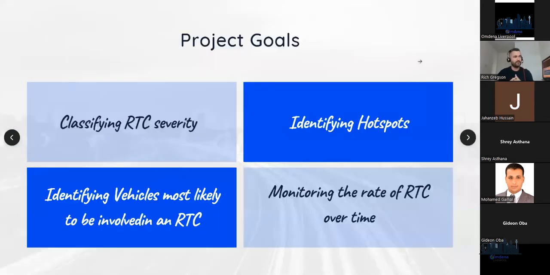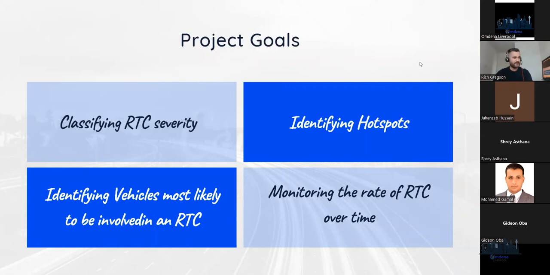The next part is our project goals. I've listed 4 here, but we don't have to do them all, or we could do more. It's completely time dependent, and we will make that decision as we go along in the project. The number 1 project goal is to classify the road traffic collision severity. The second is to identify the hotspots around the UK, not just in Liverpool, but anywhere in the UK where RTCs happen the most.